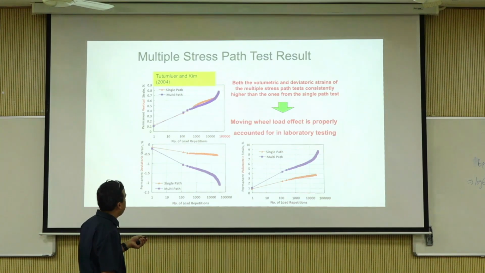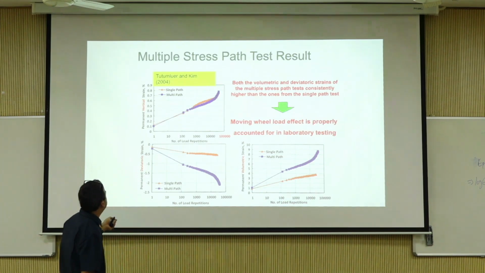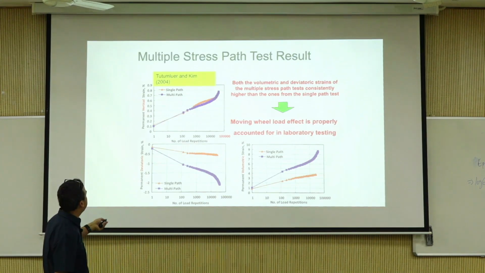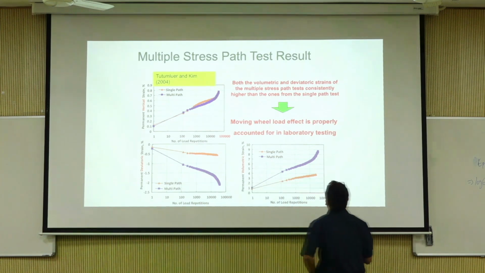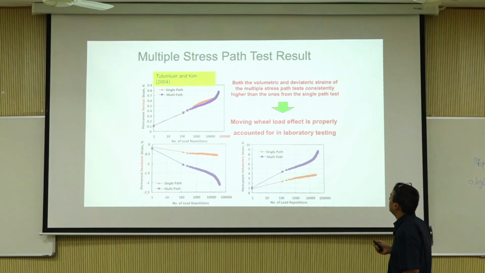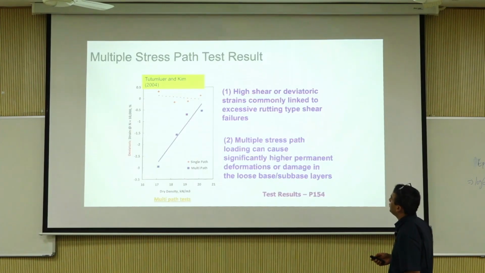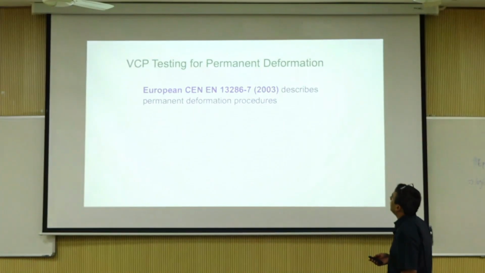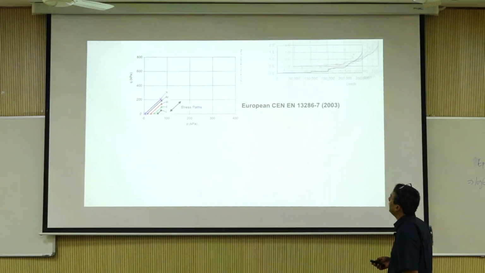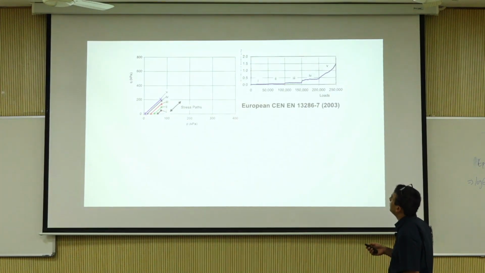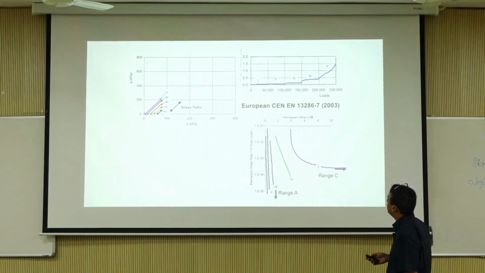Single path, multiple path. As you do a single stress path testing, your permanent strain is going to be, this is permanent vertical strain, this is deviatoric strain, and this is volumetric strain. You actually see changing. Both volumetric and deviatoric strains change when you study multiple stress paths. There are some test methods. We're not going to go into those details. Changing stress paths to study permanent deformation.